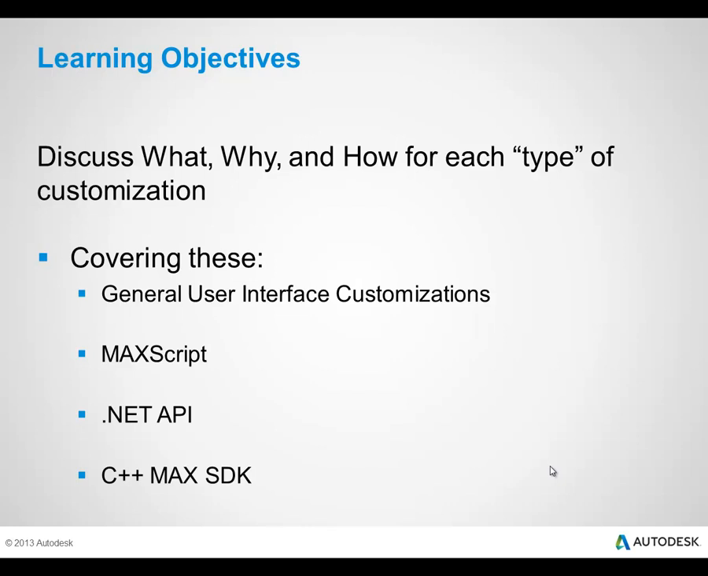Then we'll go into MaxScript and take a quick look at what MaxScript is and talk about the pros and cons there. Same for the .NET API, which is relatively new for 3ds Max. And then we'll take a quick look at the C++ Max SDK, which is a very large SDK. It's very heavy. It's C++.